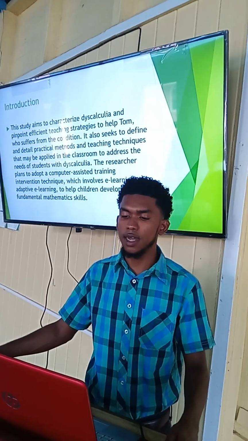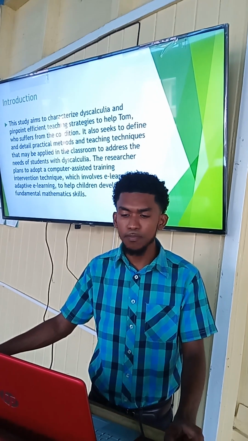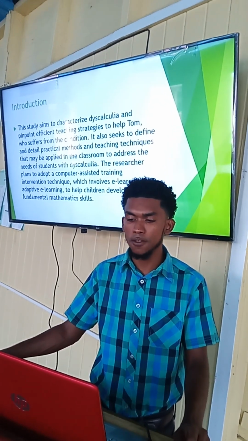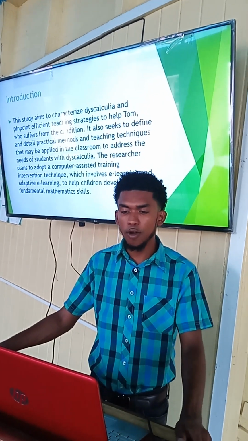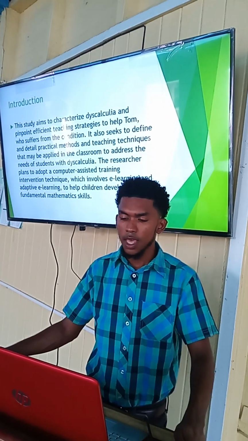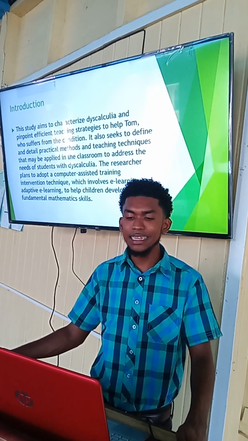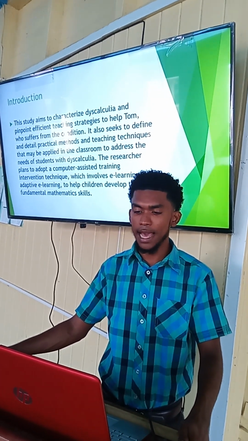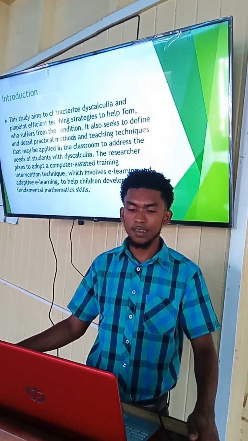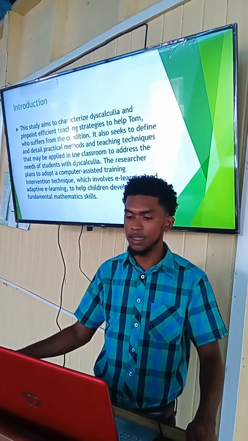This study aims to categorize dyscalculia and pinpoint efficient teaching strategies to help Tom, who is the child being studied, who is suffering from the condition of dyscalculia. It also seeks to define and detail practical methods and teaching techniques that may be applied in the classroom to address the needs of learners with dyscalculia.